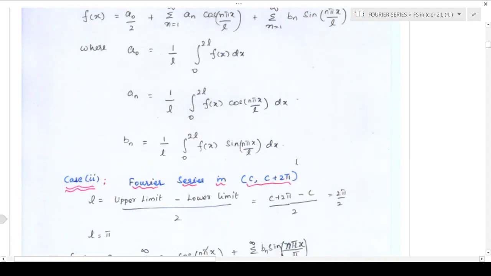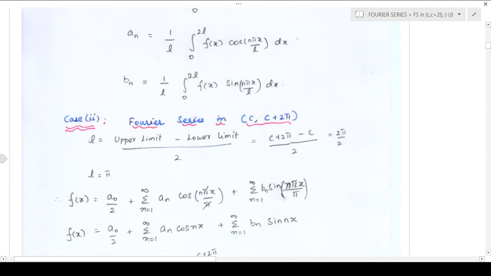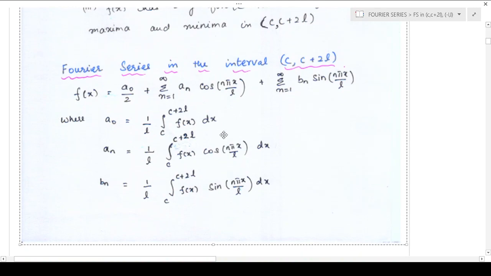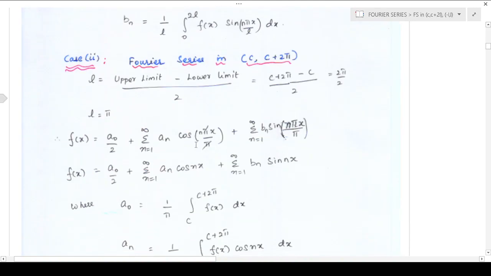Now we are getting into the next case. Fourier series in c comma c plus 2 pi. What is the length of the interval? It is 2 pi. See here, upper limit minus lower limit: c plus 2 pi minus c is 2 pi. Half the length, dividing by 2, is pi. So wherever it is l, here you are going to replace l by pi. See, if you replace l by pi, pi will get cancelled. All n pi x by l will become nx, right? So here also pi will get cancelled, children.